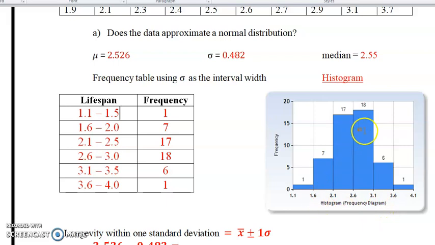Okay? So I have the histogram here, and we have a diagram showing the frequencies, as you can see here. 1, 7, 17, 18, 6, and 1. All right?